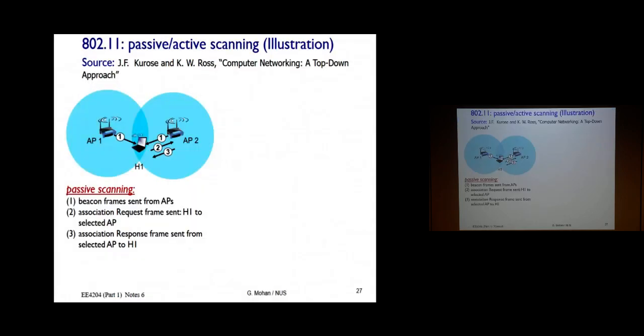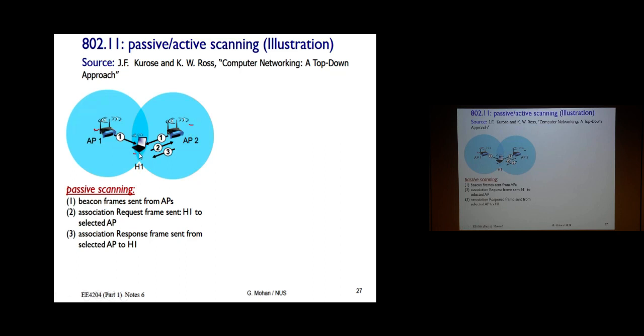Maybe let's look at the same thing with a different example from the other book. As I said before, whether you refer to book 1 or book 2, the concept is the same. Only the example is put in a slightly different way. So let's see how the author Kurose presents it. Now look at this case of passive scanning. This is a wireless access point, this is the host, and this is another access point.